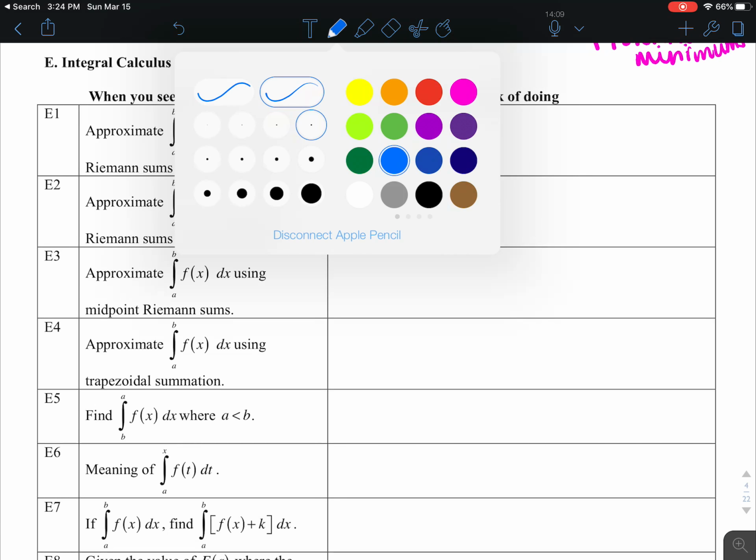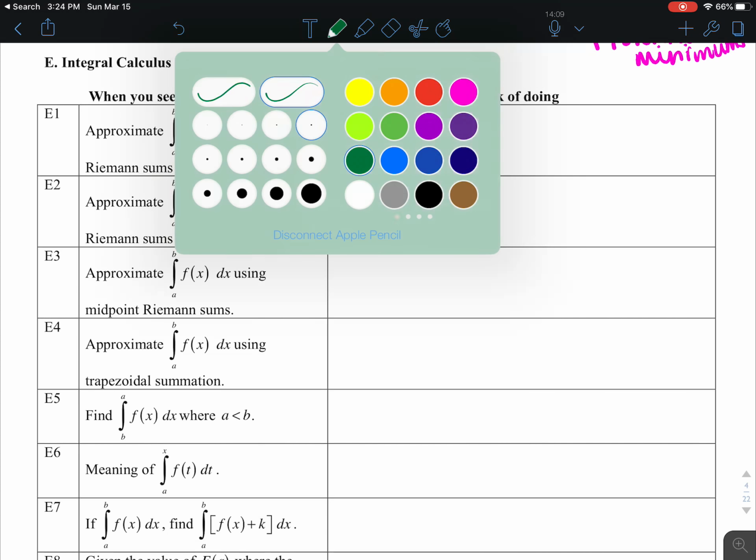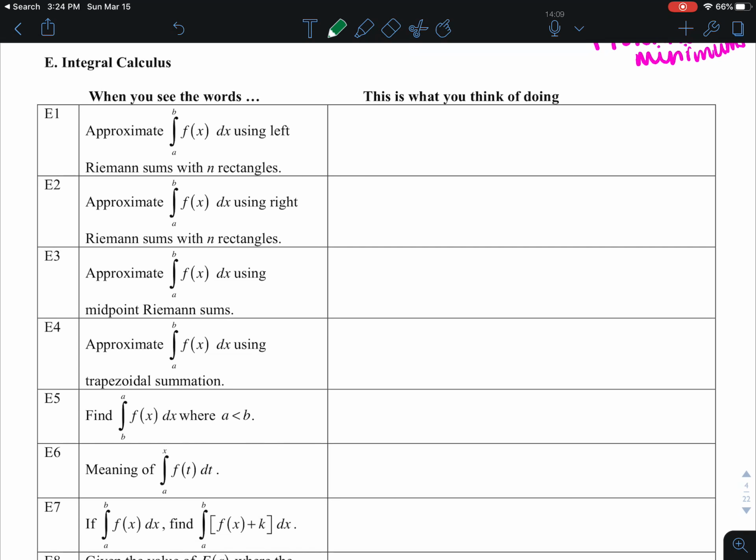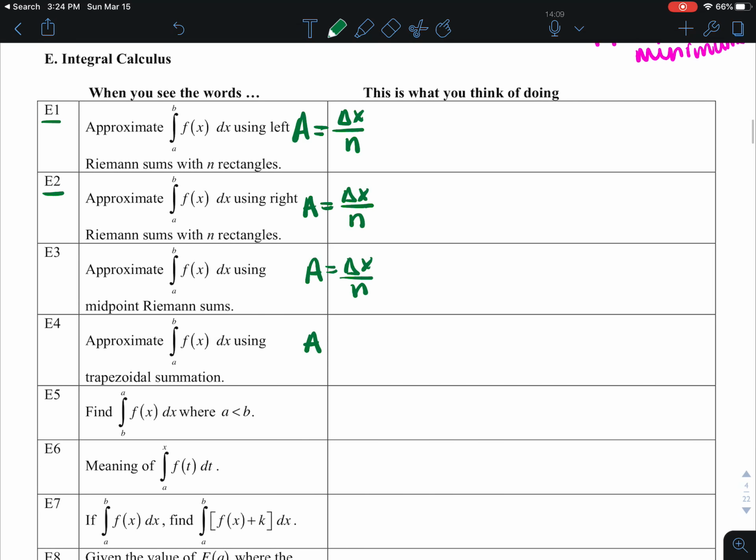All right, E1. This is where it gets a little bit easier for today. Approximate a to b of f of x dx using left Riemann sums with n triangles. So for E1 and E2, we are going to be consistent with, we've got the change in x over n in order to find our area. The n being the number of intervals we have. And that's consistent with actually the next three. So midpoint, change in x over n, and the trapezoid. So we're all four. That's good.